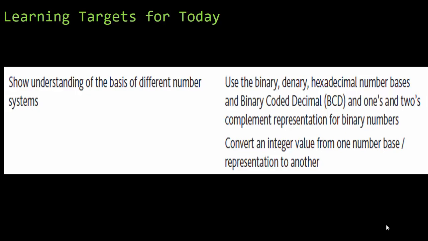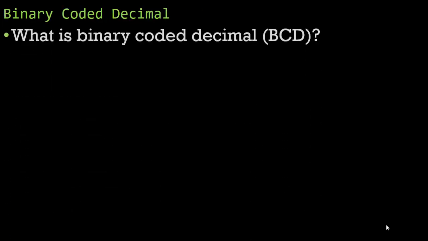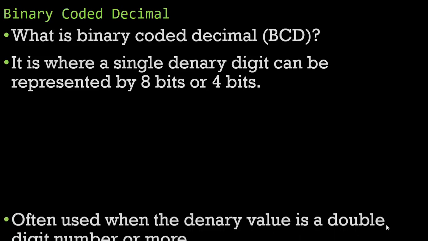Then it wants us to convert an integer value from one number base to another. So we have all these bases, or all these forms, that we're looking at. Let's go ahead and jump into it with binary coded decimal. What is binary coded decimal? It is where a single denary digit can be represented by 8 bits or 4 bits. It will usually tell you. If it doesn't tell you what they want you to use, you count the number of boxes. We'll take a look at an example in just a few moments.